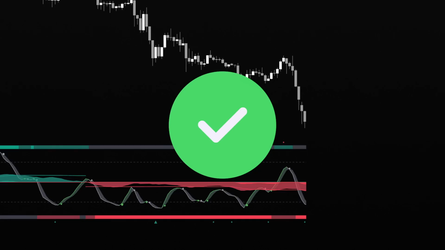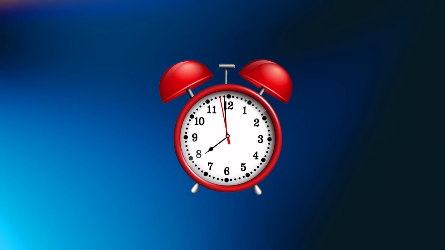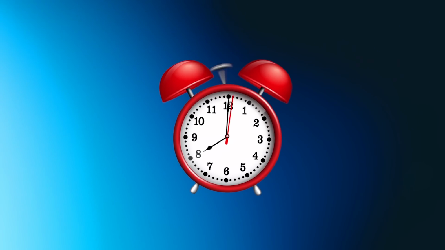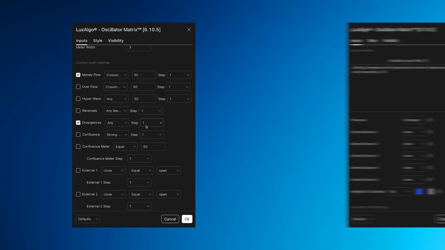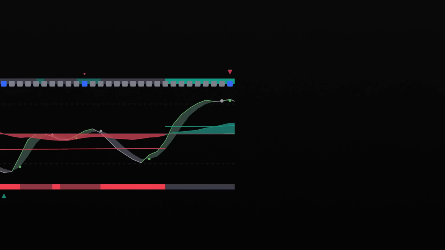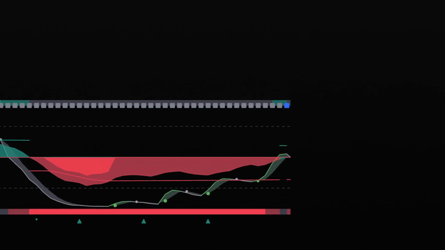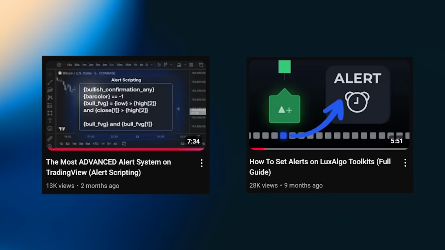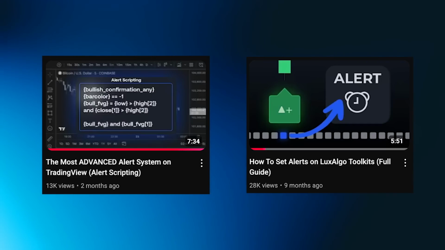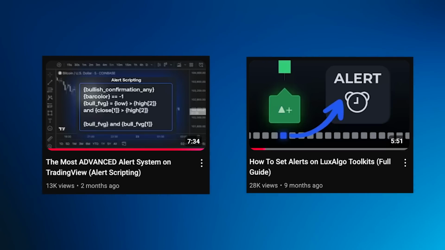And these are just two of the many ways you can approach market analysis with the Oscillator Matrix. The possibilities? Endless. With a toolkit this powerful, alerts are essential, and we've got you covered. The Oscillator Matrix supports everything from pre-built alerts to fully customizable scripting. Whether you want to catch real-time reversals, divergence signals, or trend confirmations, the alert system ensures you'll never miss a key opportunity. We've created dedicated walkthrough videos on how to set up and maximize these alert features. So if you haven't seen those yet, we highly recommend checking them out.